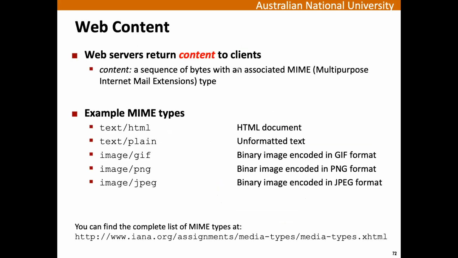So web servers return content to clients, and the content is a sequence of bytes with an associated MIME type. MIME is a protocol that tells the client what kind of content this is. It could be plain text, it could be an image. So it helps the client, here a web browser, in displaying the specific bytes that are returned by the server.